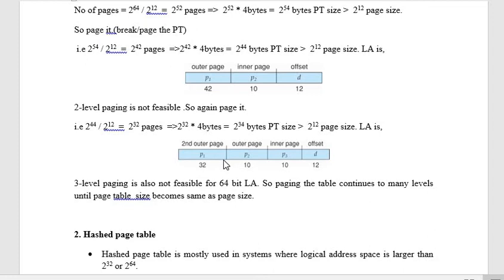So I hope you understood the paging concept. I explained it in much detail, even though it is not required. This is for your information, so that you know how exactly hierarchical paging would happen.